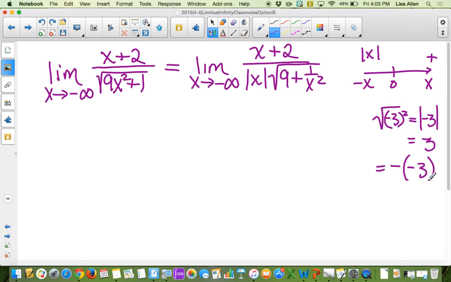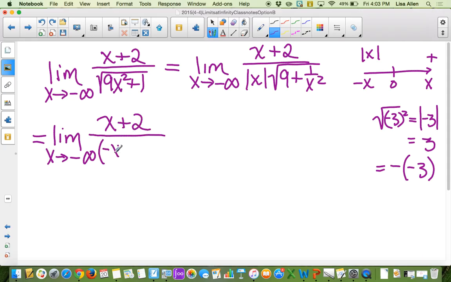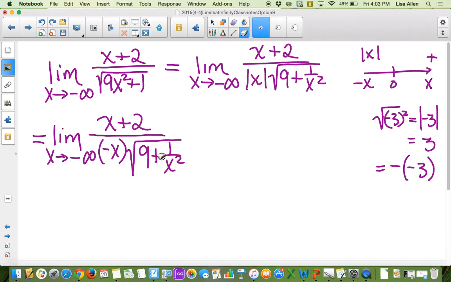So, evaluating this, then we would have the limit as x approaches negative infinity of x plus 2 in the numerator, but now we would have the opposite of x times the square root of 9 plus 1 over x squared in the denominator. So let me tidy that up a little bit. Looks like my plus sign is running into my fraction there.